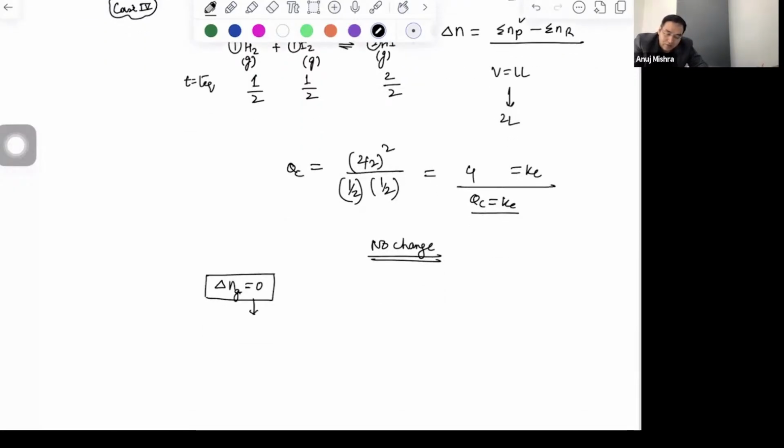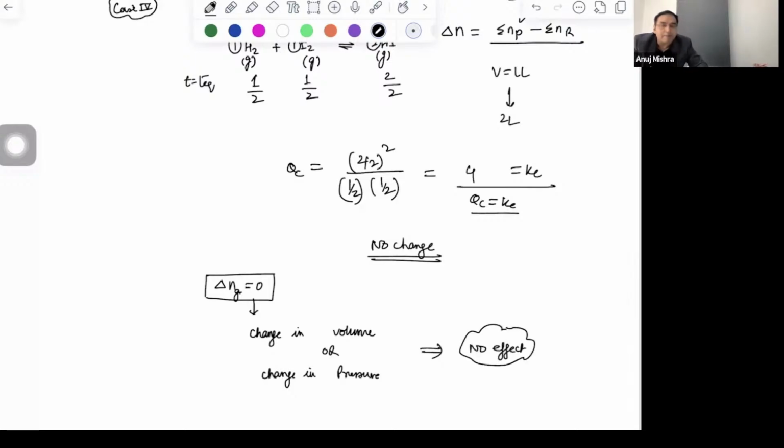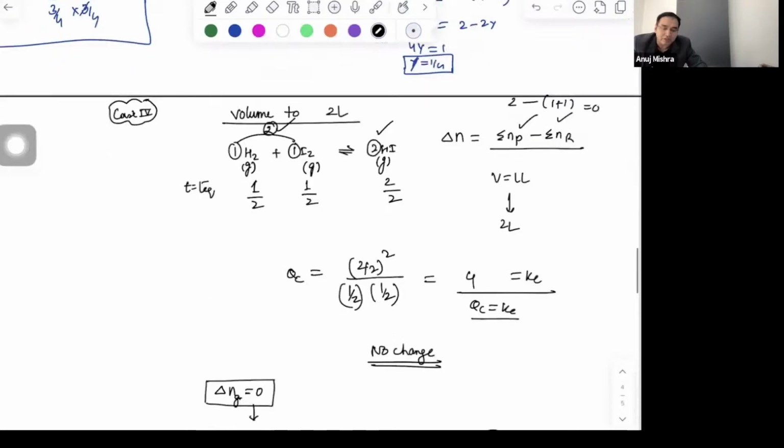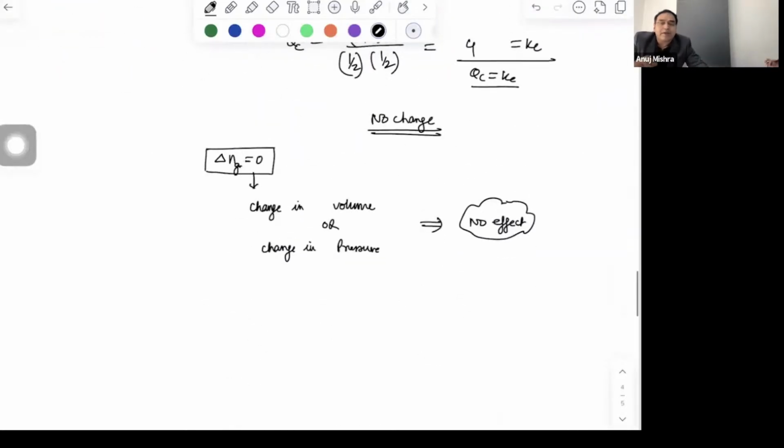Whenever delta Ng is 0, write down: change in volume or change in pressure, no effect. कहीं भी apply करो कभी गलत नहीं होगा. Is that clear? So this is also learned. Coming to the next part, volume change हो सकता है. What else can change? So these are multiple cases that we have done.